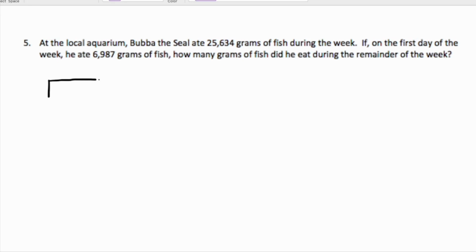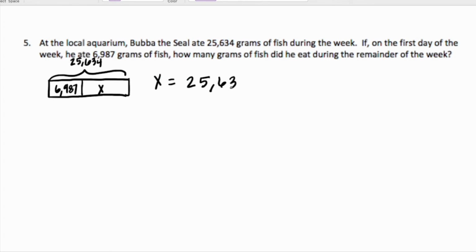Let's do a tape diagram. They told us that during the whole week he had 25,634 grams of fish. On that first day, he had 6,987. We need to find how much he had for the remainder days. So we're going to subtract 25,634 minus 6,987.